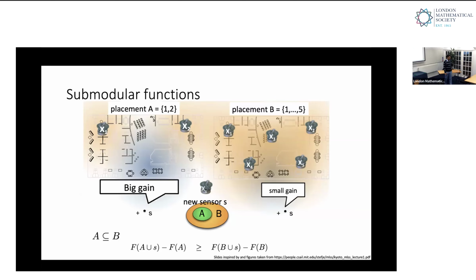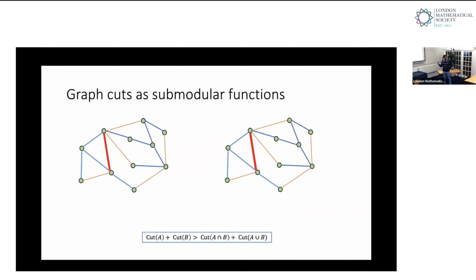And how does that relate to graph functions? Well, if you look at graph cuts, it's a submodular function. So this is essentially the characterization of a submodular function. You have two sets A and B. If you look at the cuts of A and cuts of B, and on the right hand side you look at the cut of A intersection B and cut of A union B, then you will see that on the left hand side this red edge is counted twice, on the right hand side it's not counted at all, right? So you can just count at this point and you see that the graph cut is a submodular function.